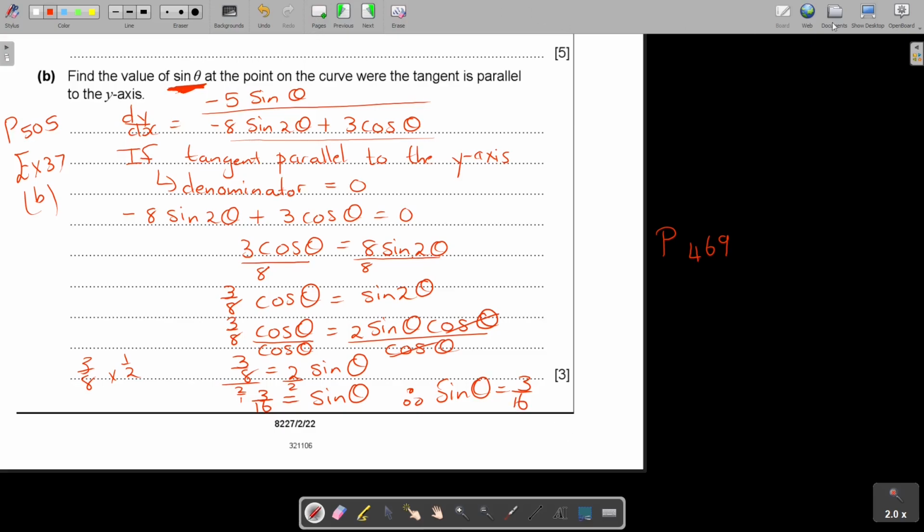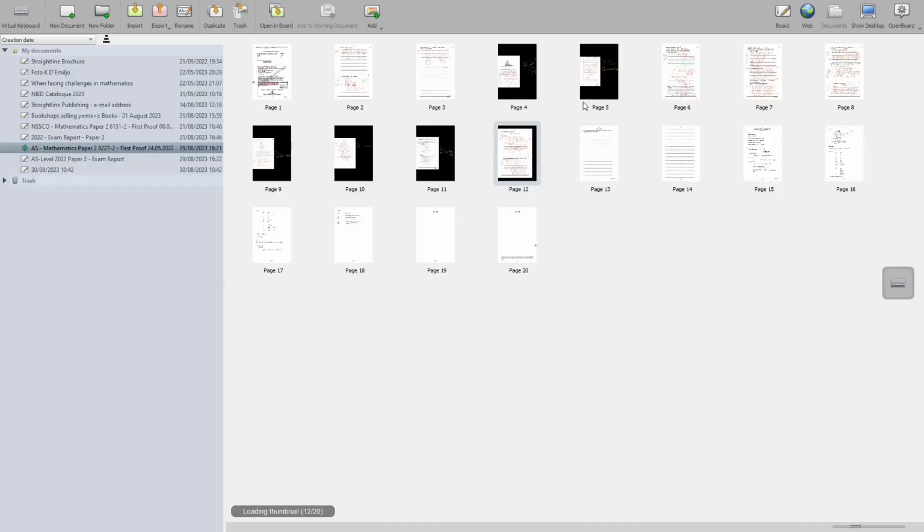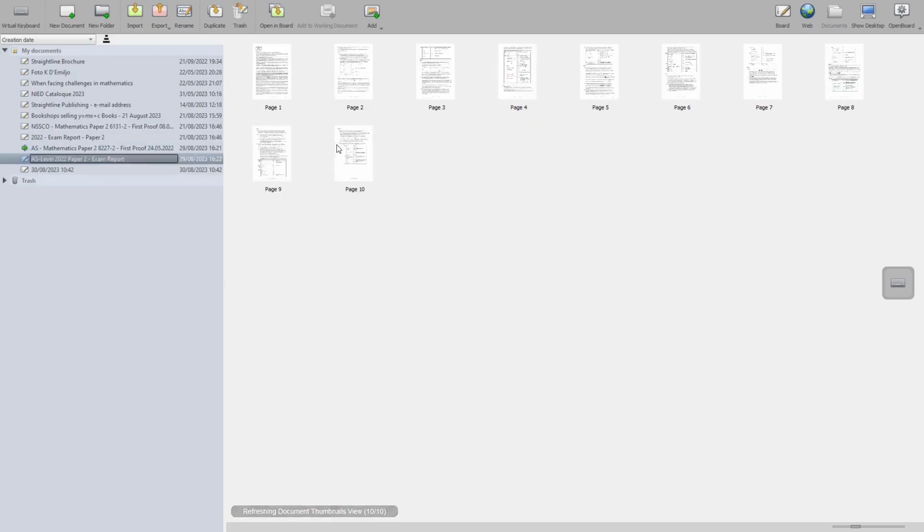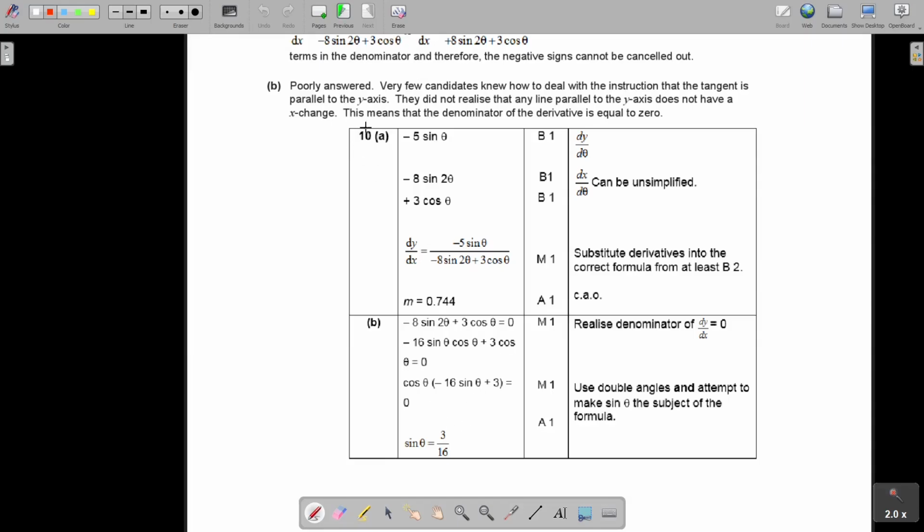Okay, so let's go to that exam report and see what they say there. Okay, they say poorly answered. Very few candidates knew how to deal with the instruction that the tangent is parallel to the y-axis, and it stands very clearly in my textbook. They did not realize that any line parallel to the y does not have an x change. That means that the denominator of the derivative is equal to 0. Okay, and that's what we did there, and that's how we arrived at the answer.